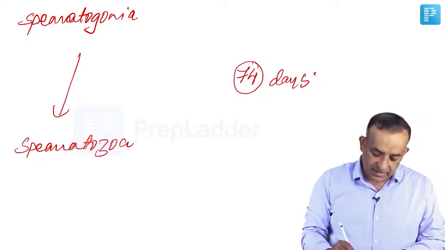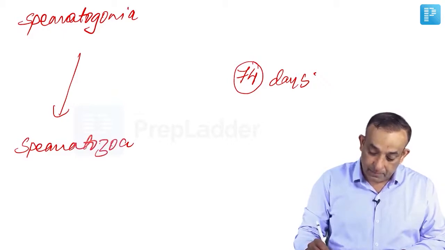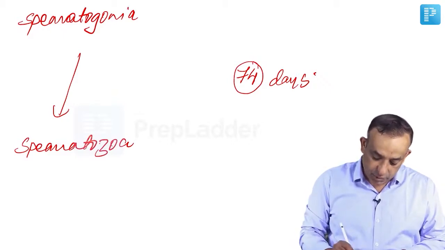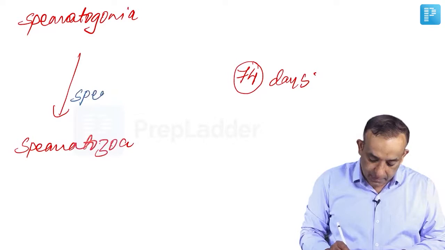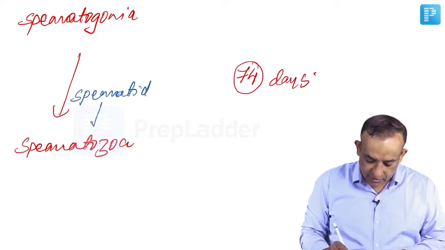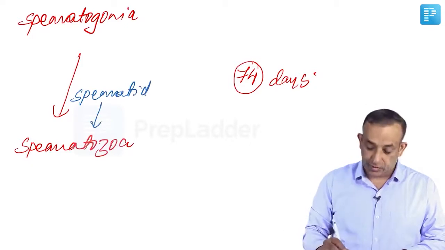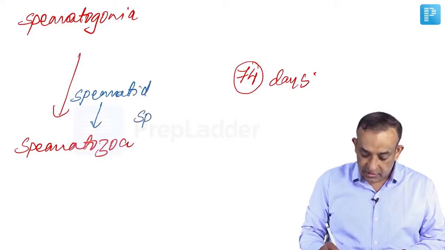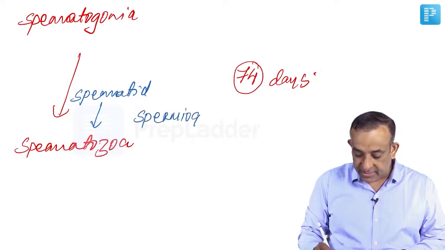For example, there is a stage where there is formation of the spermatids. So, from the spermatid stage to the formation of the mature spermatozoa, this is known as spermiogenesis.